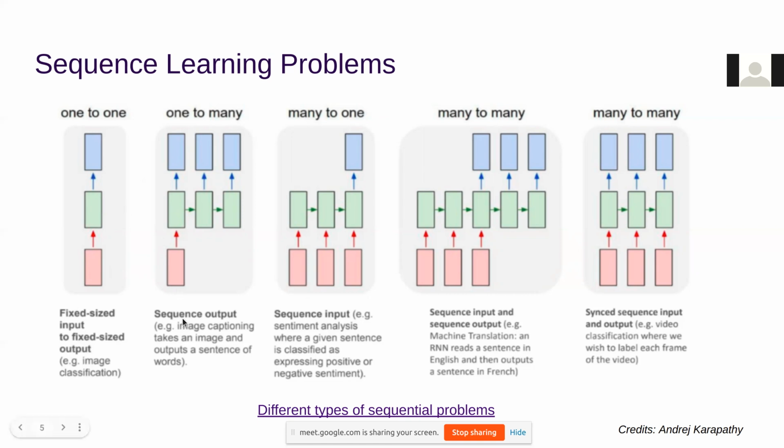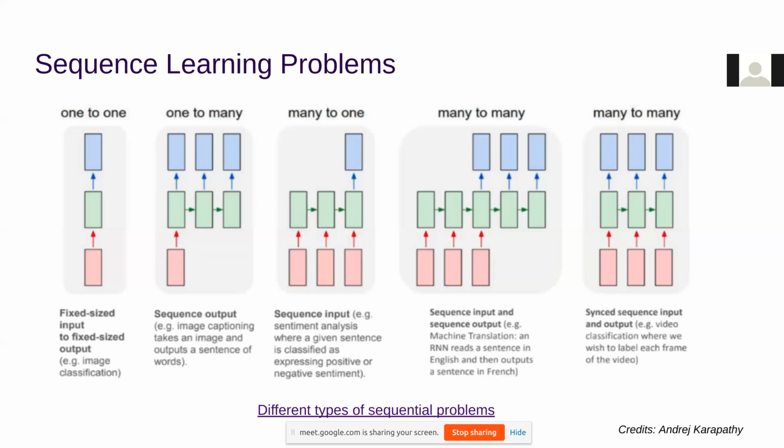The other possibility is a sequence output, where you have one fixed size input, but the number of outputs to be predicted is unknown. Many outputs may need to be predicted using a single input. So this is a sequence output. For example, if there's an image and the task is to describe the image in a sentence, then the length of that sentence is variable. So the number of words to be predicted is variable.